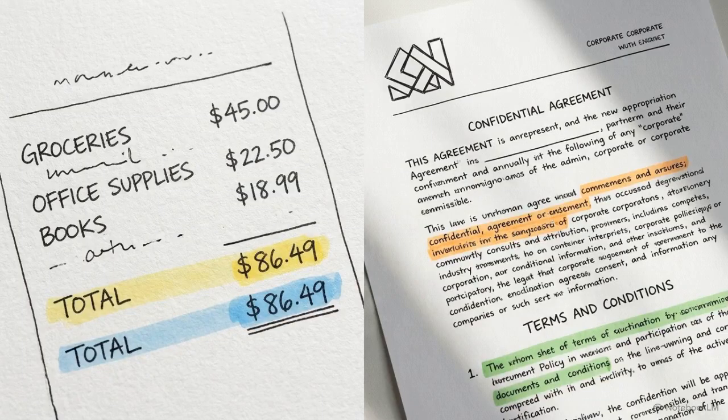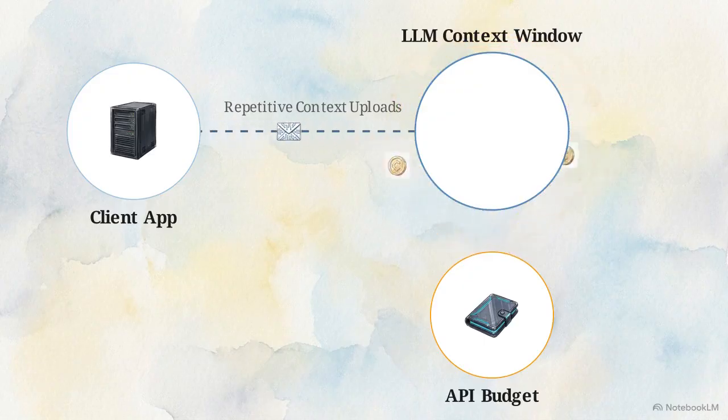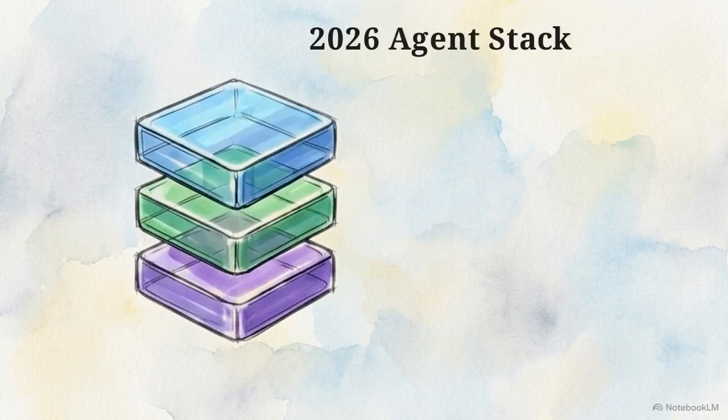If your application needs to reference a user's purchase history or an internal company policy, you have to send that exact same data back to the LLM, paying API fees to process the identical information 50 times a day. To build autonomous memory, developers are moving to the 2026 agent stack, broken into 3 layers.